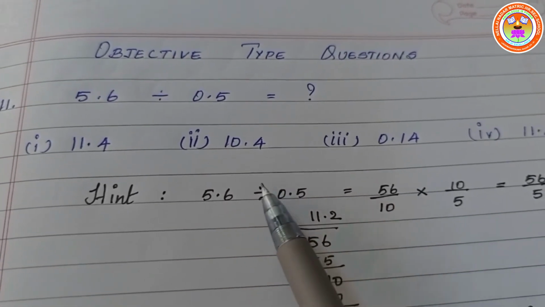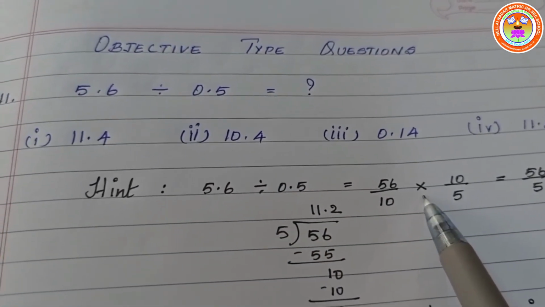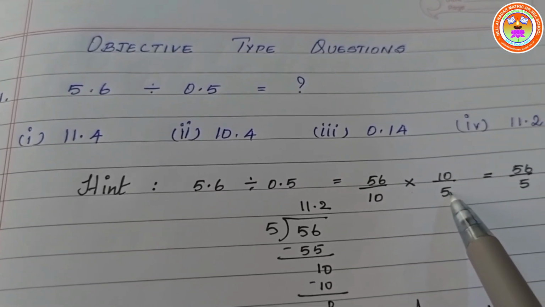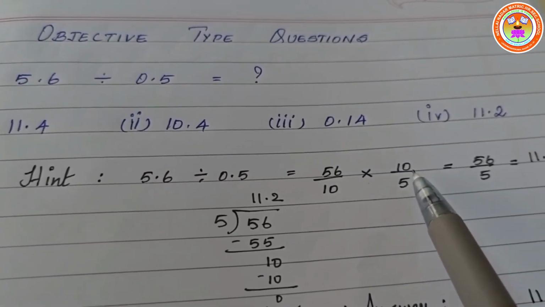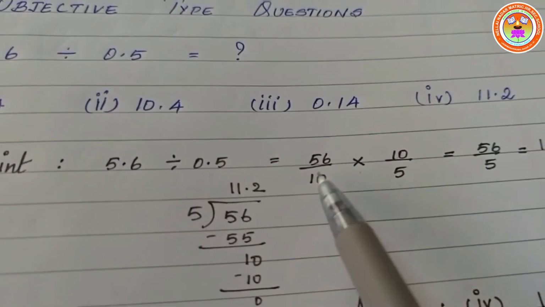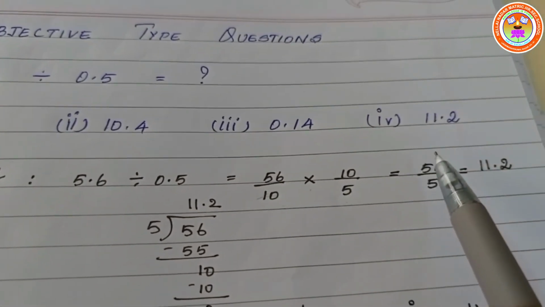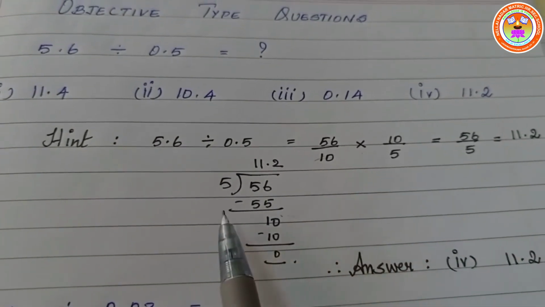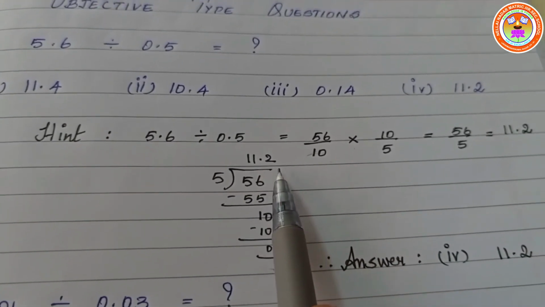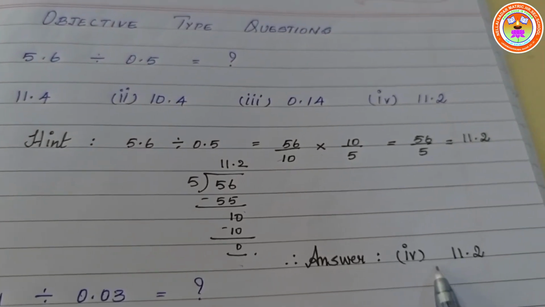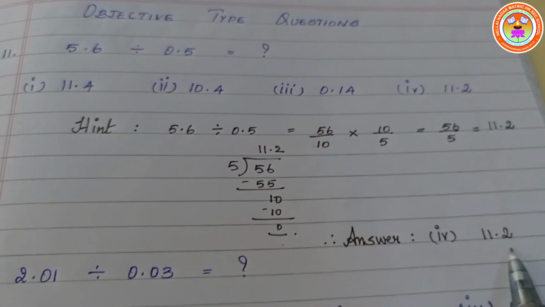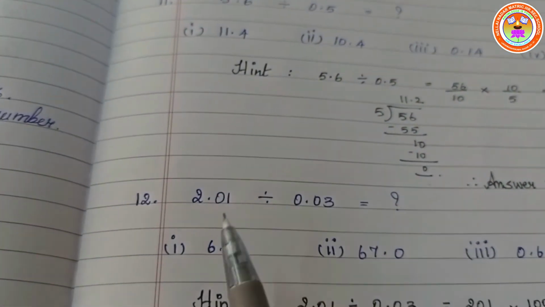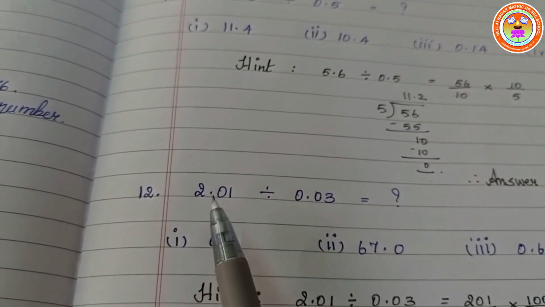So, here since it is division, we are converting into multiplication and taking the reciprocal. So, 56 by 10 into 10 by 5. 10 and 10 will get cancelled. So, balance you have 56 by 5. When you divide it, 56 divided by 5, you have the answer as 11.2. So, the answer is option 4, 11.2. Understood? Next question.